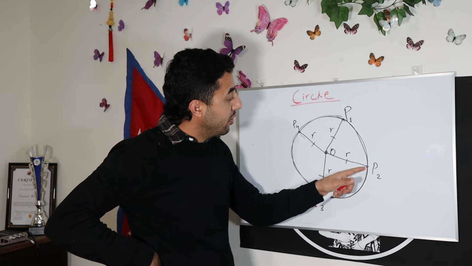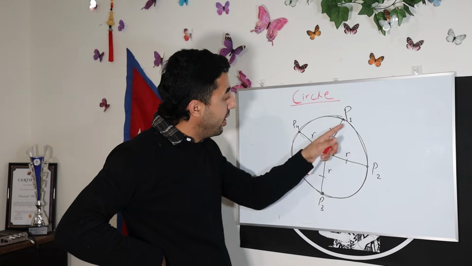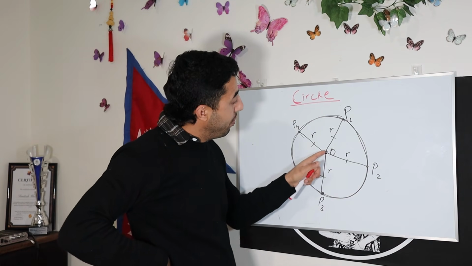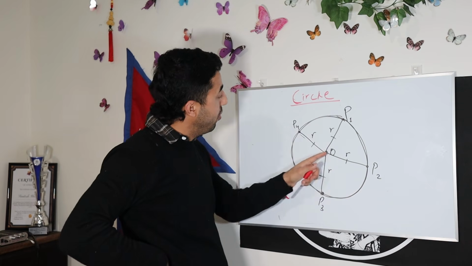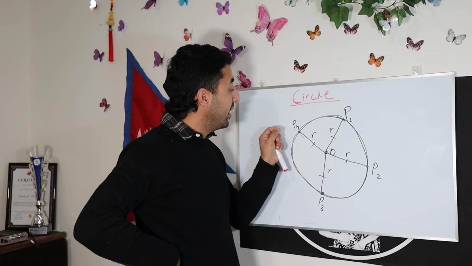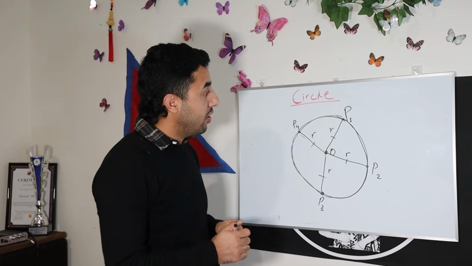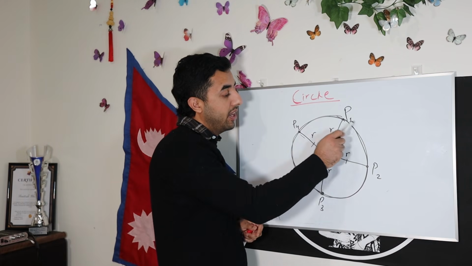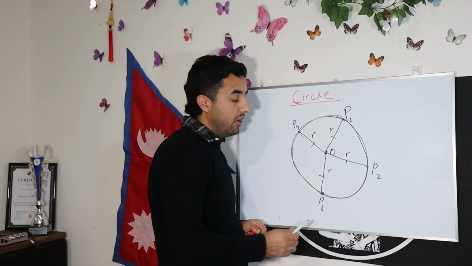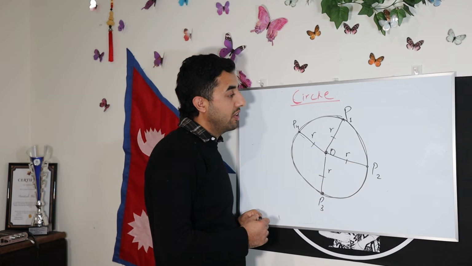This moving point is equidistant in every reference point, like 1, 2, 3, 4. It's OP1, OP2, OP3, OP4. So they all have the same distance from the center of circle. That means the path traced out by the moving point from the fixed point by taking a fixed distance is called circle. So circle is defined this way.